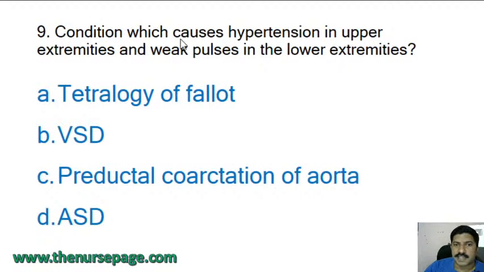Next question. Condition which causes hypertension in upper extremities and weak pulses in the lower extremities: tetralogy of Fallot, VSD, preductal coarctation of aorta, or ASD. ASD means atrial septal defect, VSD means ventricular septal defect. Ninth question answers.